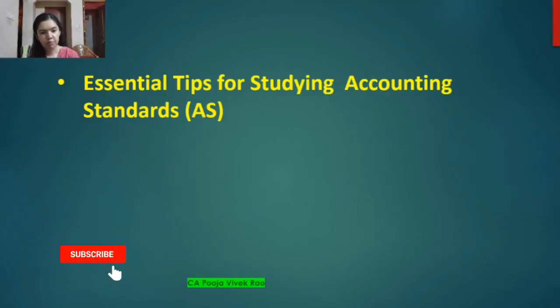Tip number 2, practice applications. Work through application based questions regularly to understand how the standards apply in real world scenarios and exam situations. So go through your study materials, mock test papers, revision test papers, previous year suggested answers and model test papers as well.